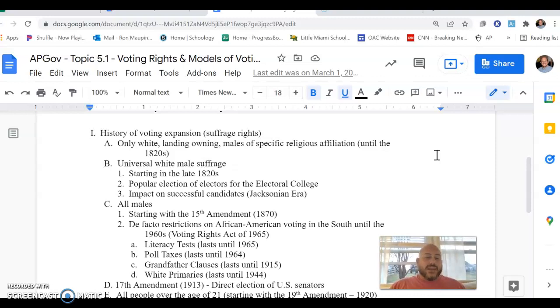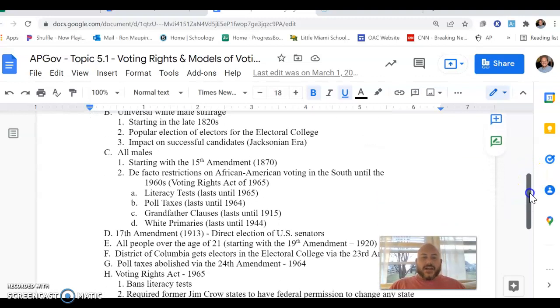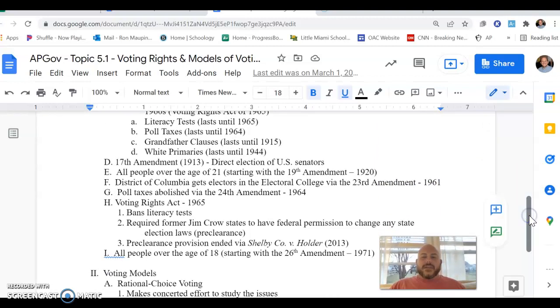Pretty amazing. Now, we also see, as we get into the beginning of the 20th century, an expansion of the democratic process through the 17th Amendment. The 17th Amendment is going to create a direct election for all U.S. senators. Now, originally, remember, U.S. senators were chosen by state legislators. Remember, the Senate was designed to be more of the elite chamber versus the House, which was the people's chamber. And so different people should have the opportunity to vote for who represents them in those chambers.